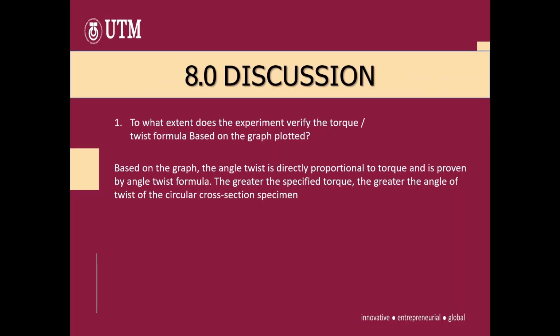Okay, Assalamualaikum warahmatullahi wabarakatuh. Today, my name is Mubarak Makri, and today I'm going to talk about the discussion for experiment 6. For the first discussion, to what extent does the experiment verify the torque or twist formula based on the graph plotted? Based on the graph, the angle of twist is directly proportional to torque and is proven by the angle of twist formula. The greater the specified torque, the greater the angle of twist of the circular cross-section specimen.